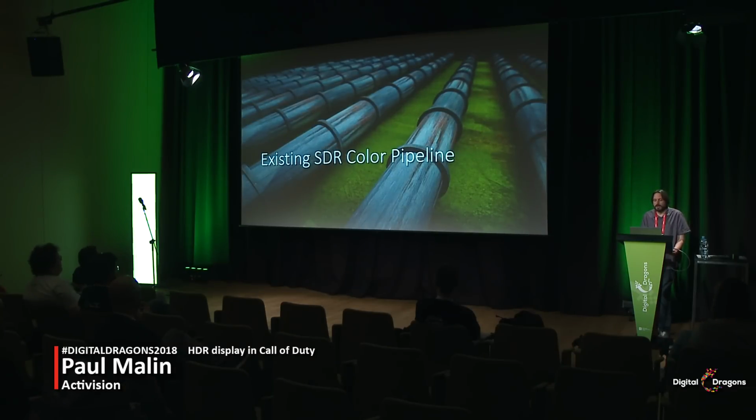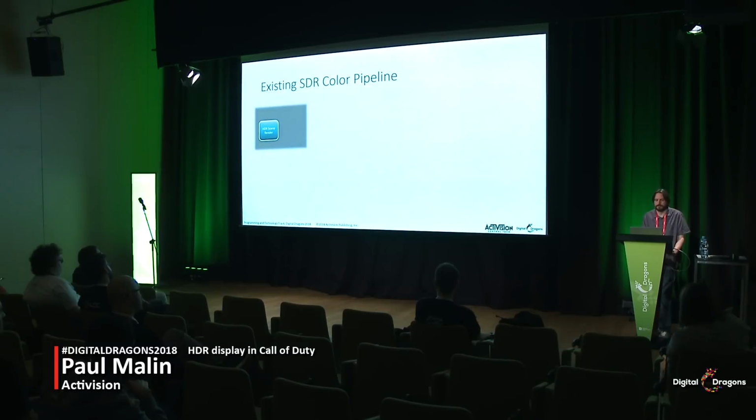So let's have a look at the previous Call of Duty standard dynamic range color pipeline, as used in Call of Duty Infinite Warfare and Call of Duty Advanced Warfare. The scene was rendered in HDR with physically based shaders to a floating point buffer. This used linear values with sRGB color primaries and rendered absolute scene intensity in kilonits. Some post effects were applied in this HDR color space.